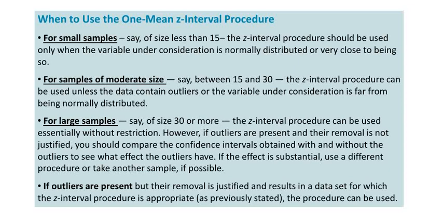And if outliers are present but their removal is justified and the results of the data set for which the z-interval procedure is appropriate, the procedure can be used. But as a general rule, if you're unsure whether a certain procedure in statistics can be used, go with a different procedure. Okay, so it's very simple. In the end, we say that if we're uncertain about a particular interval or uncertain about a particular distribution, we should be careful to make sure that we use the correct procedure.